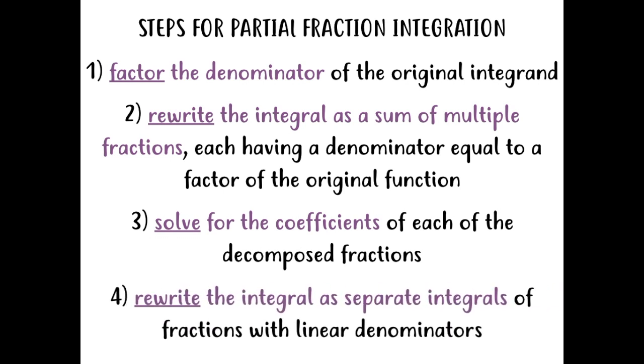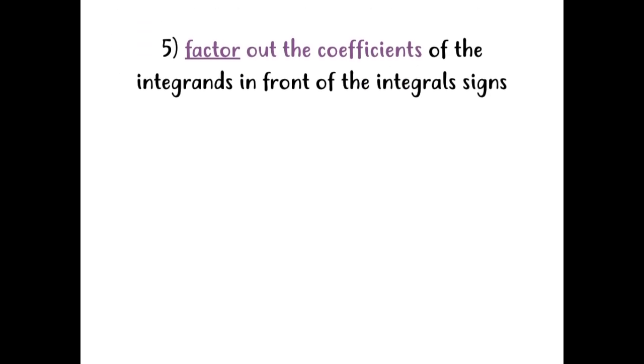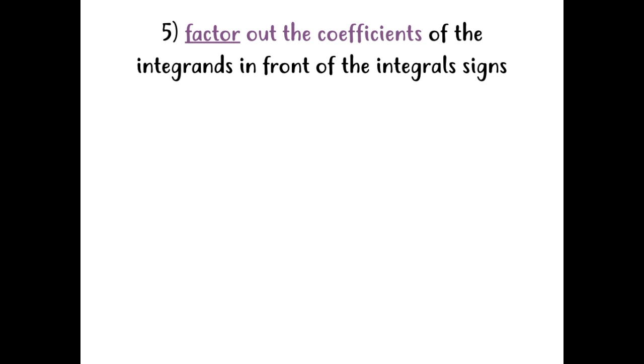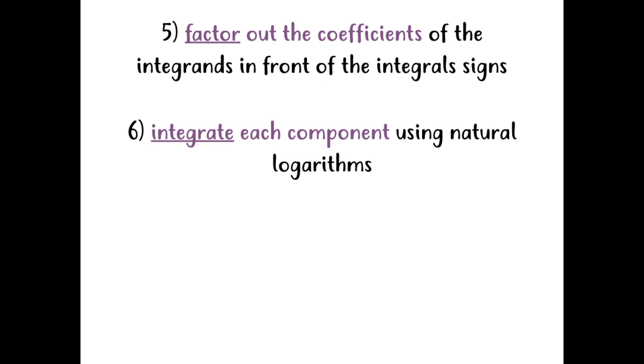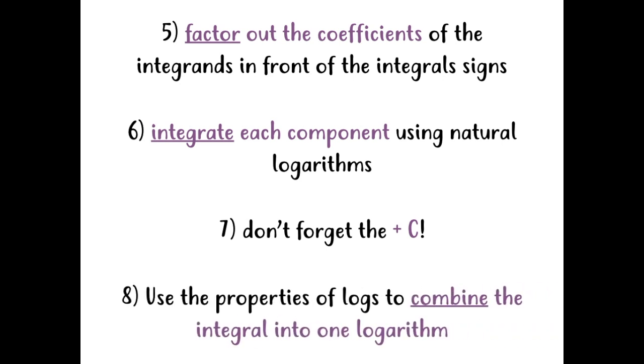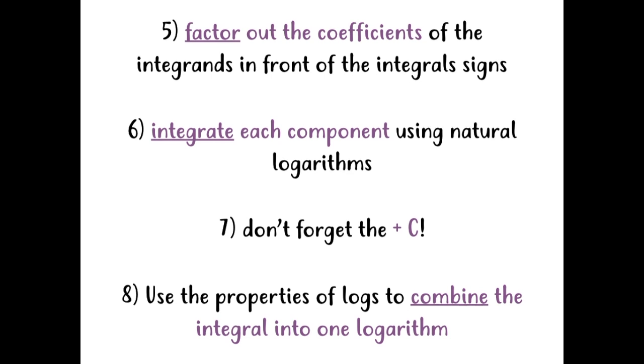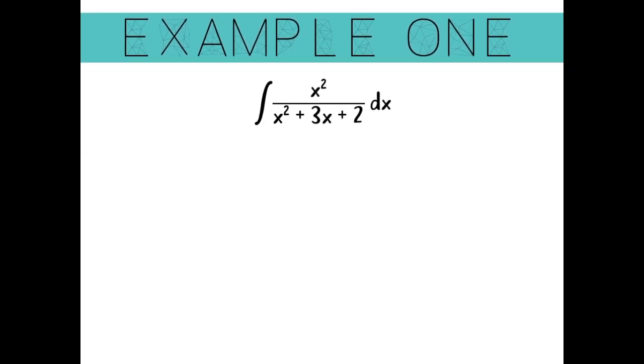Then, rewrite the integral as separate integrals of fractions with linear denominators. Fifth step is factor out the coefficients of the integrand in front of the integral sign. Then, integrate each component using natural logarithms. Don't forget the plus c. And finally, use the properties of logs to combine the integral into one logarithm. Now that we know these things, let's look at an example.